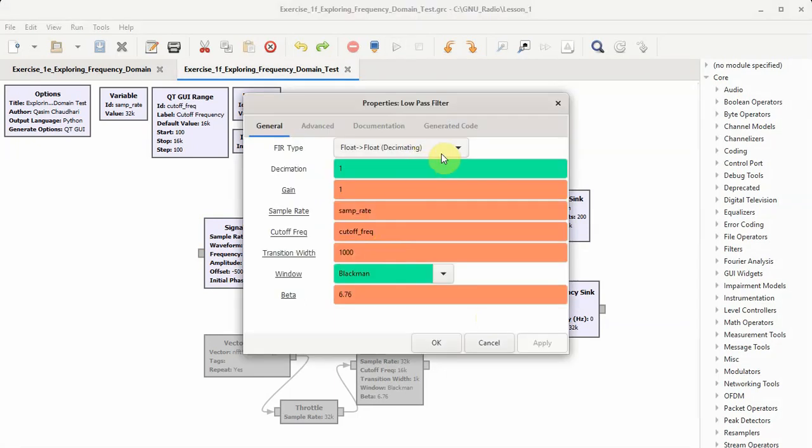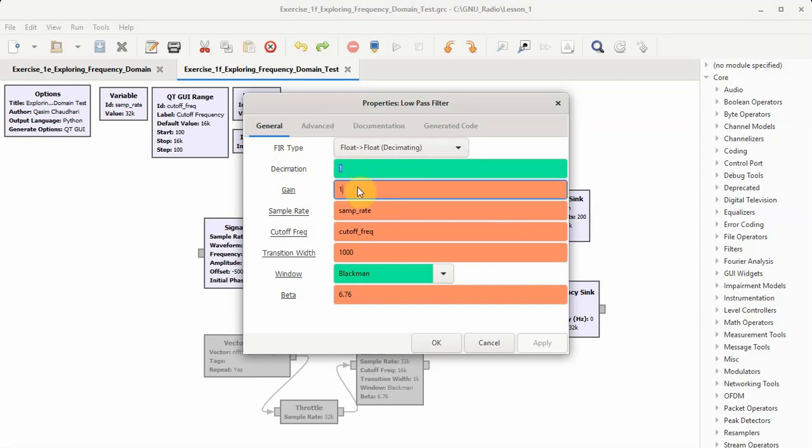Let us see the options. It's an FIR type, which is finite impulse response filters, and float to float input, float output. Decimating and interpolating does not matter to us because we are not changing the sample rate. That's why I've chosen one. If I would have easily chosen interpolating, and this option should have been one, it doesn't matter because we are not changing the sample rate.